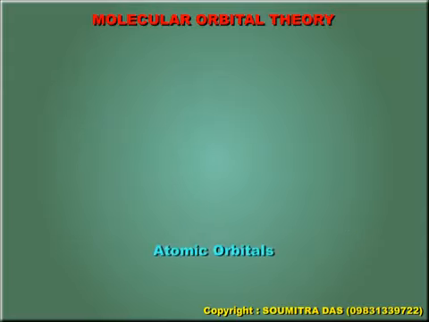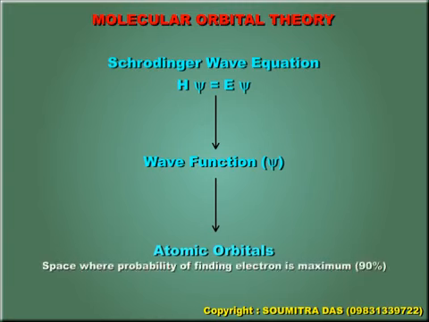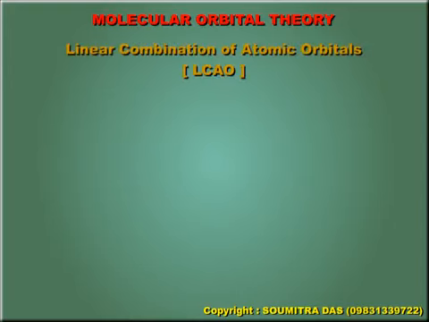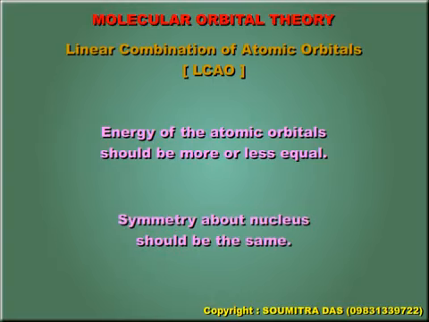Now, before going into all this, I would like to recall the fact that atomic orbitals are nothing but solutions of Schrödinger wave equation called wave function, denoted by psi, and represent the space where there is maximum probability of finding an electron. Now, a molecular orbital is formed by linear combination of two atomic orbitals of comparable energies and of proper symmetry.